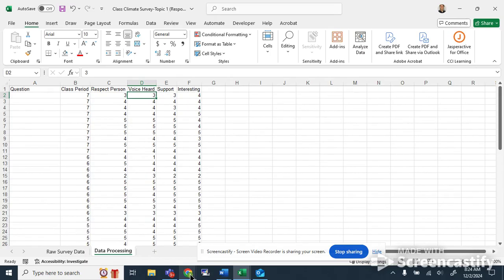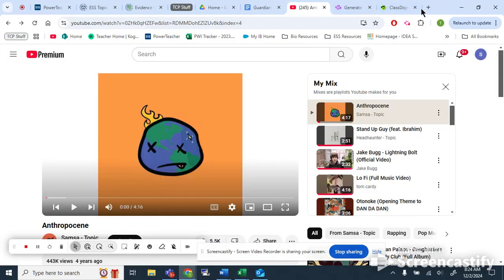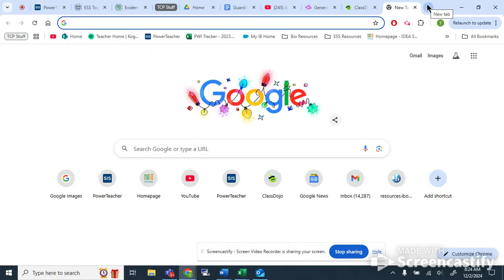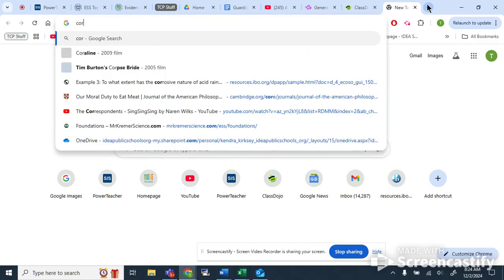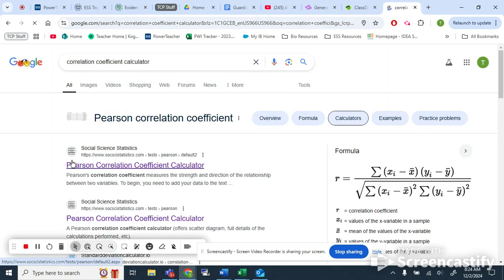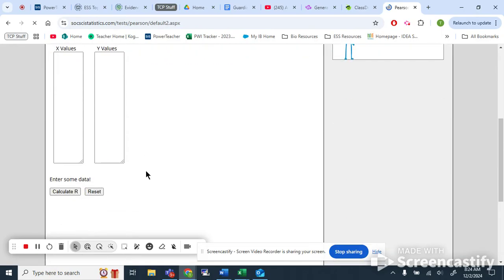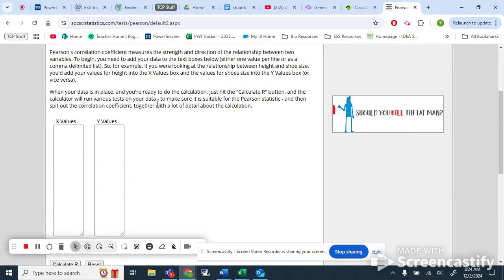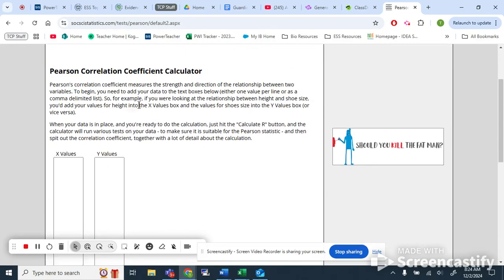So what you're going to do for that is go to the internet and type in correlation coefficient calculator. Okay. And you'll just go to the first one. I prefer social science because it's the one I know. Please make sure if you use any of these sources here, this is a source I would cite because I'm using it. It's not mine.